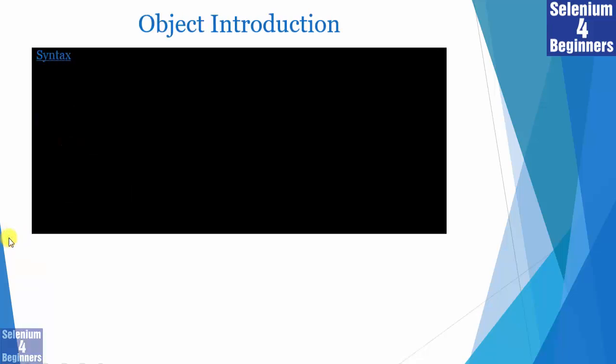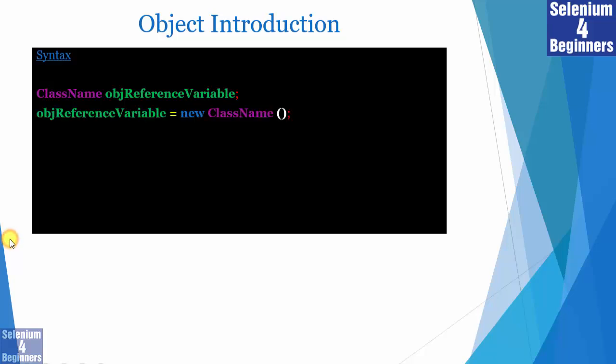There's two ways to create an object. Both ways require the class name. The first syntax shows class name and an object reference variable on one line. Then the object reference variable equal new class name on the second line.